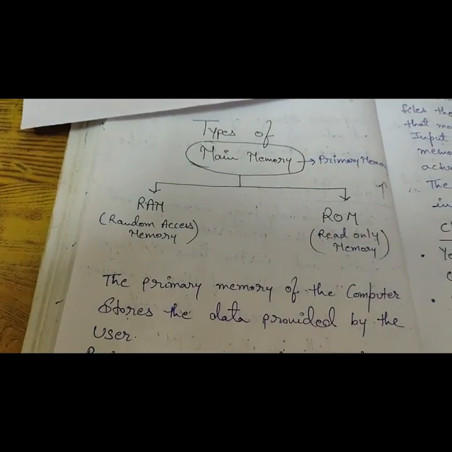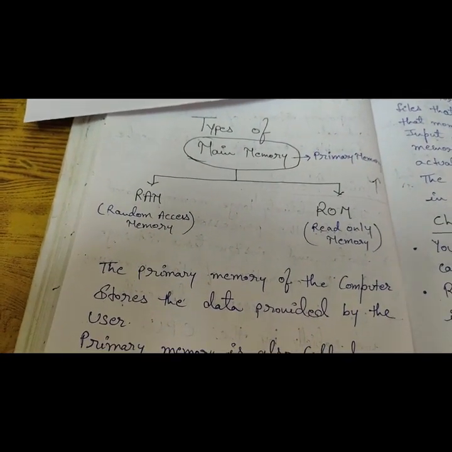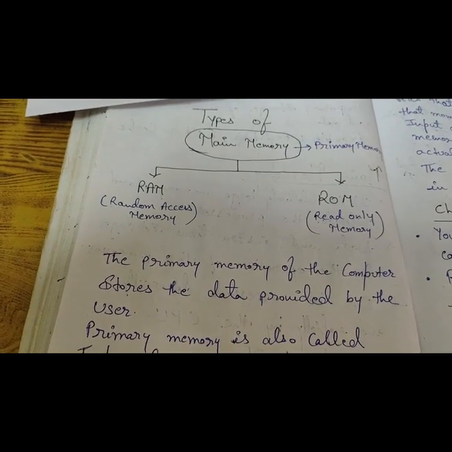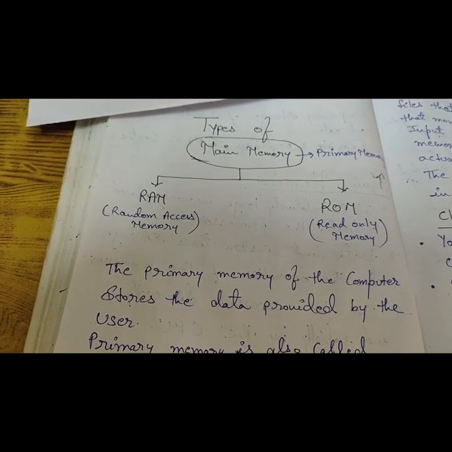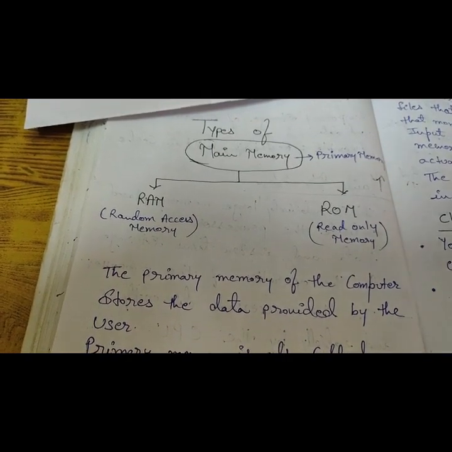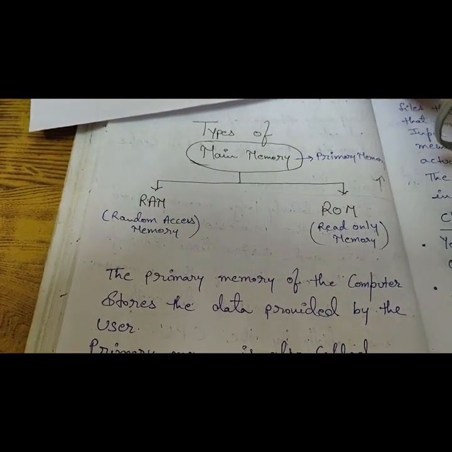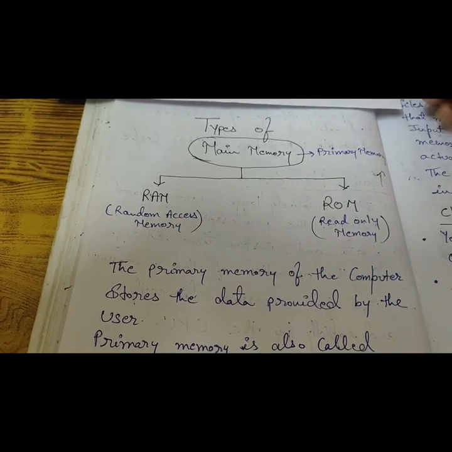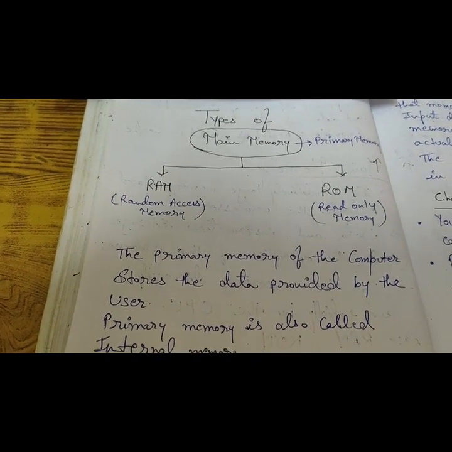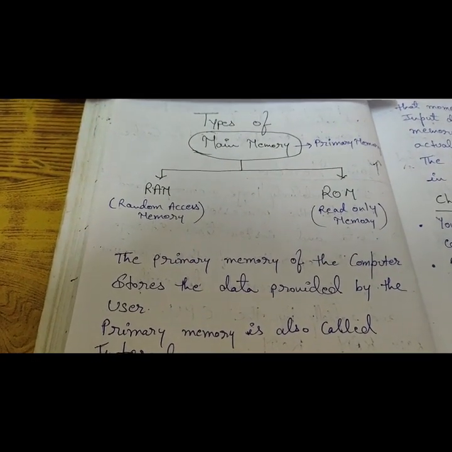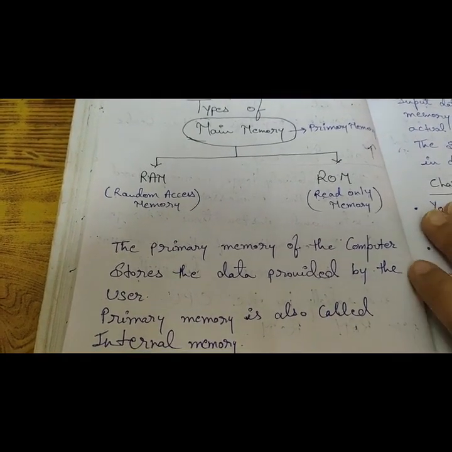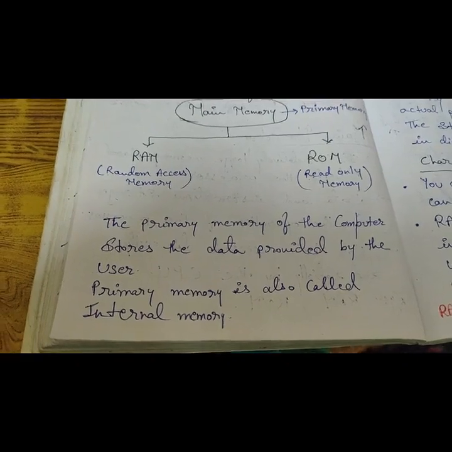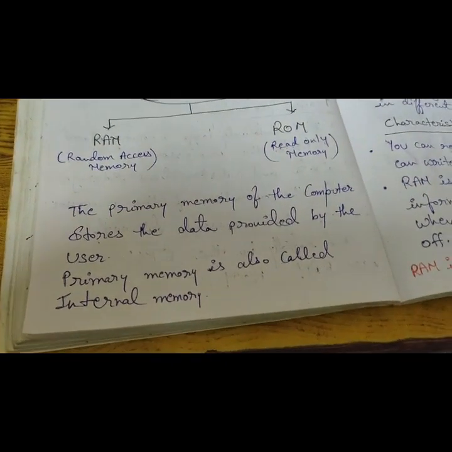Hello students, today's topic is primary memory and its types. You all know that main memory is also known as primary memory and it has two types: RAM, which is known as random access memory, and ROM, which is known as read-only memory. So let's discuss primary memory.